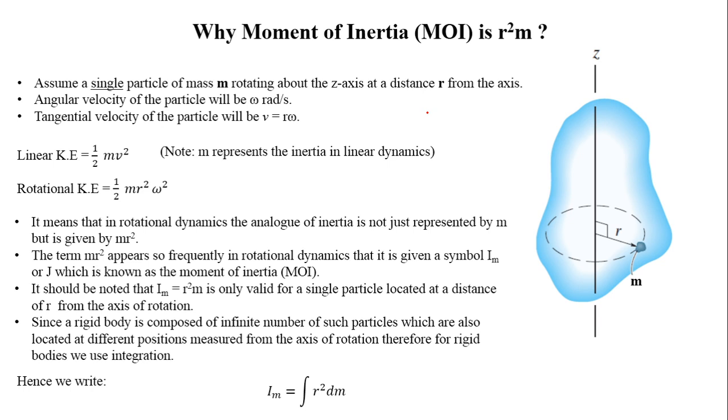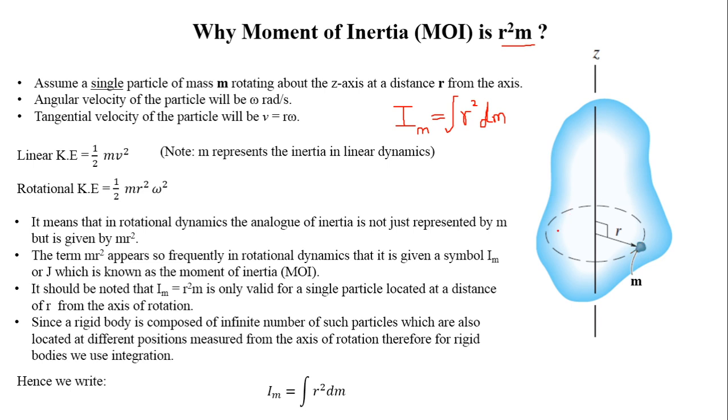Previously, we were discussing the moment of inertia, and we claimed that the moment of inertia is equal to the integral of r square dm. So why is this moment of inertia equal to r square m? We can explain this intuitively by considering a particle of mass m.